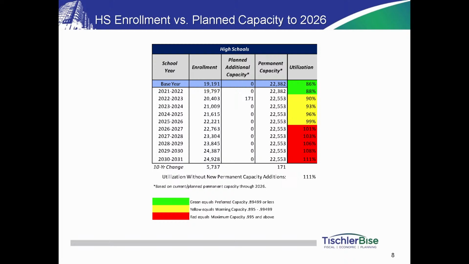So you can see here that we are in the preferred capacity zone for the first 2 years. Then from school year 2022 to 2023, we are in the yellow, which is the warning area, up through school year 2026. And then in the last 5 years of the analysis, enrollment exceeds permanent capacity. In fact, it goes all the way up to 111% permanent capacity. So it's clear that after the initial 5 years, additional high school capacity is going to have to be identified.